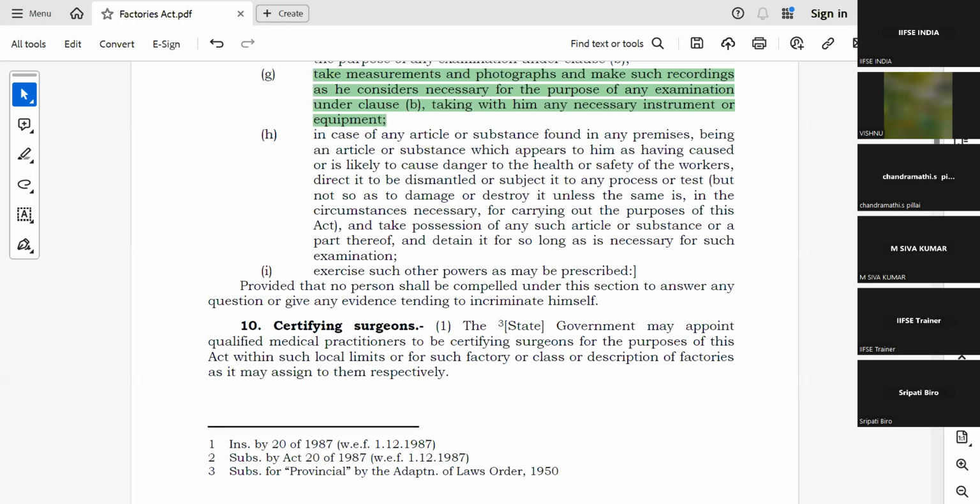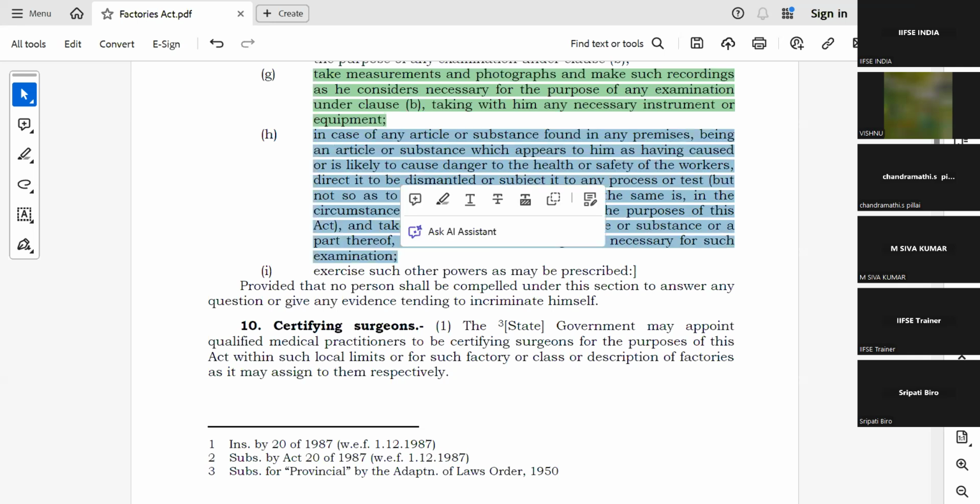They can recommend, or damage or destroy it, unless it is, in the circumstances, necessary for carrying out any purposes of the act; take the possession of any such article or substance deemed necessary for such examinations. They can take possession in the sense they can take the control of that substance or machinery, or they'll ask us to repair it. Exercise such other powers as may be prescribed. Apart from this, they can do other duties as well, provided that no.